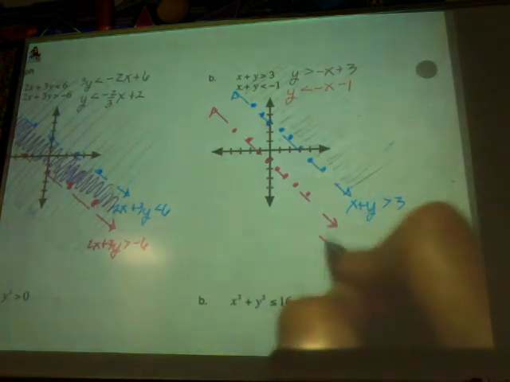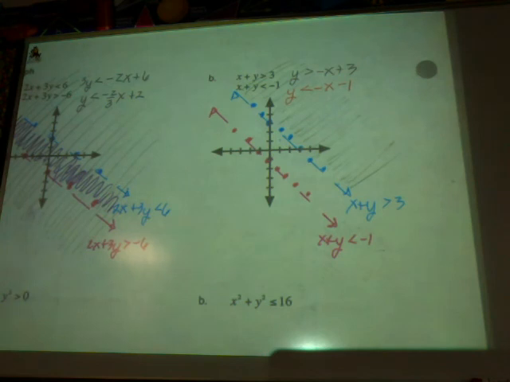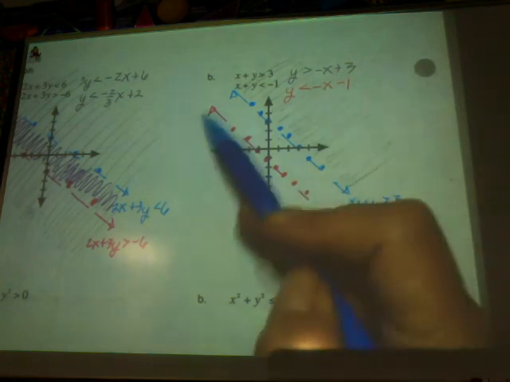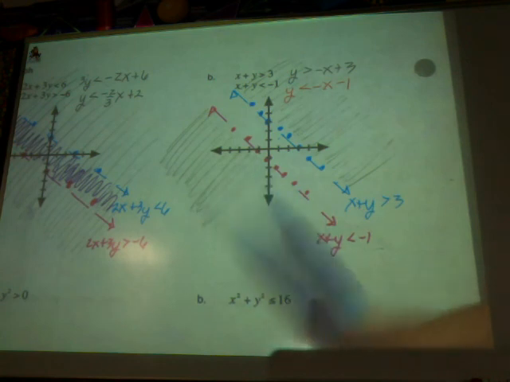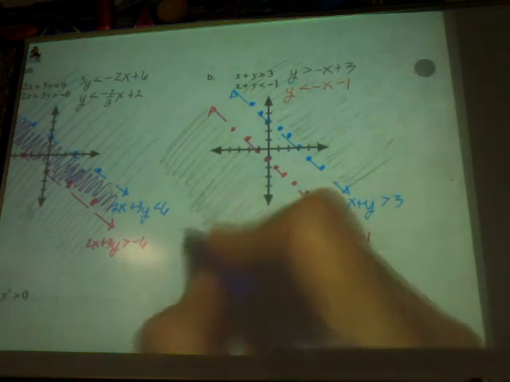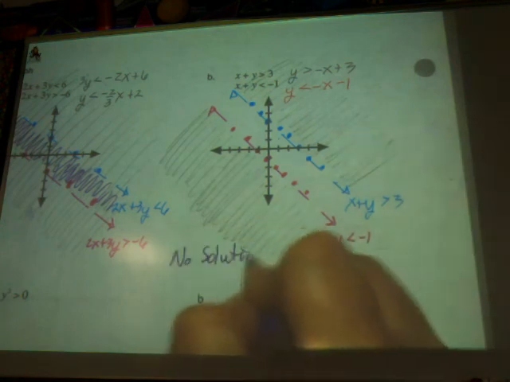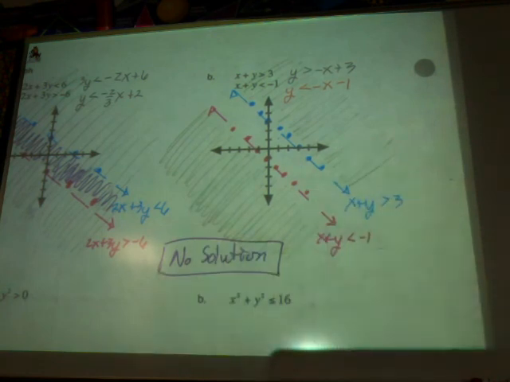This one's x plus y is less than negative 1. Where's your shading this time? Isn't it to the left? Down below to the left? Is there a solution to this? No. You can't leave it like this, you have to write no solution or I won't understand that you know it's no solution. Not every system has a solution.